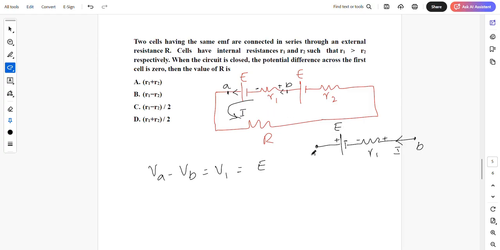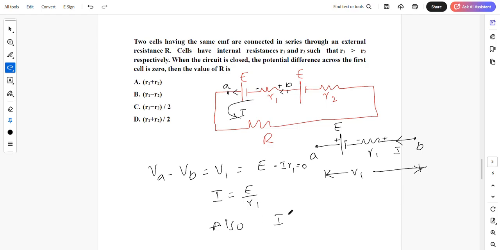This is A. Now how do we write the terminal potential difference? VA minus VB, if I go like this and call the whole thing V1, the terminal potential difference V1 is equal to what? This will be E plus E minus I into R1, which is equal to 0, as they have given. Therefore, from here I can write I is equal to E by R1.